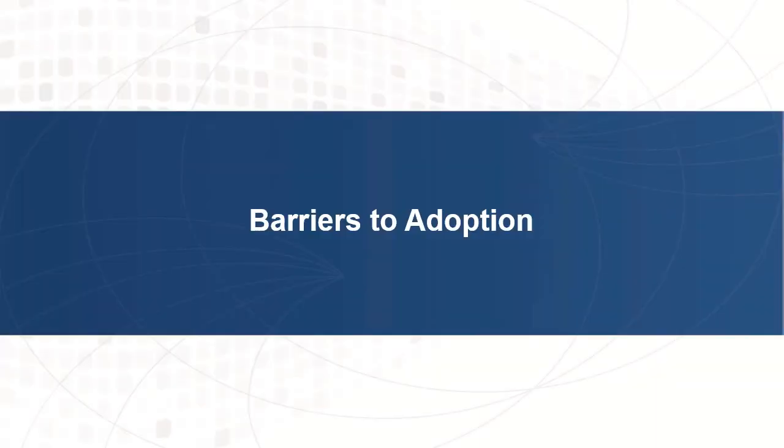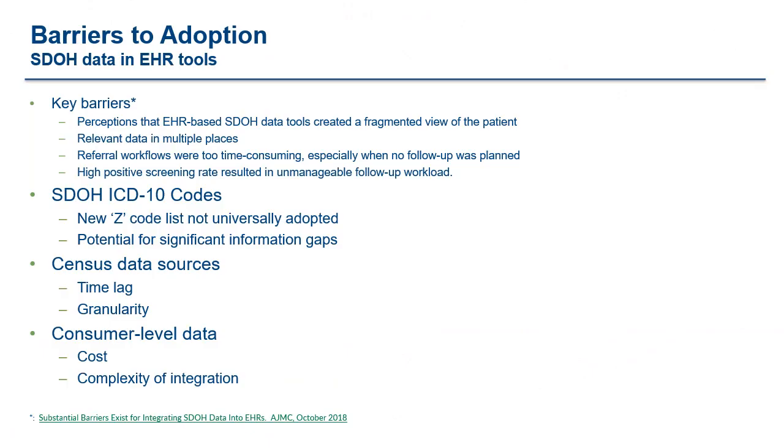So what are some of the barriers to adoption for social determinants of health? Some of the key barriers are, first of all, there's a perception that these tools create a fragmented view of the patient. You have relevant data in some places, not in others. In some cases, you try to get people to capture social determinants of health, and the workflows get very, very time consuming. So you may have some patients who are served and some patients who are not. The ICD-10 Z code list that I mentioned before is not universally adopted, so there's potential for gaps there. The census data sources have time lag and granularity issues. The consumer level data has cost and complexity issues. So those are all some barriers to social determinants of health.